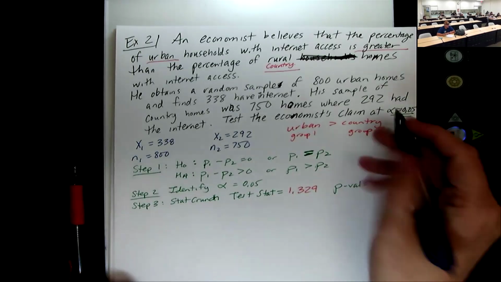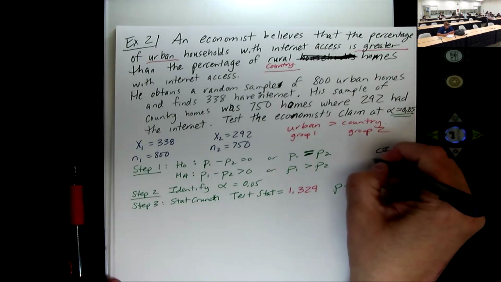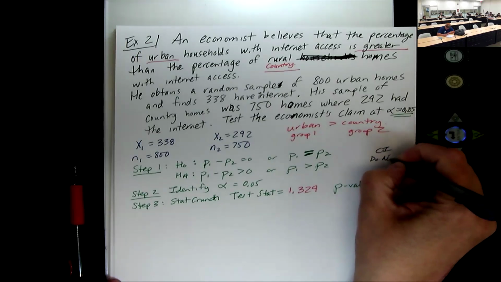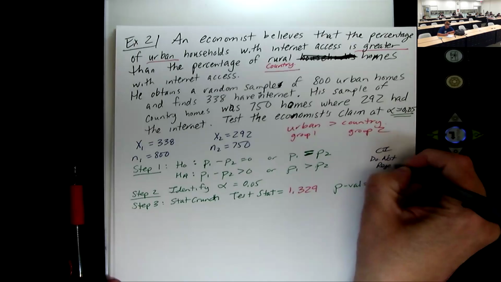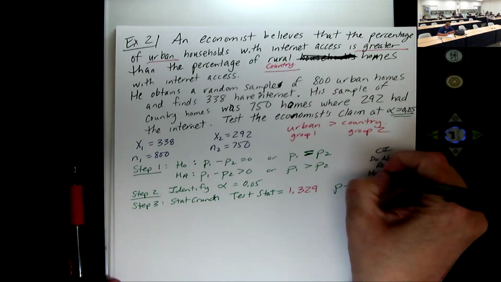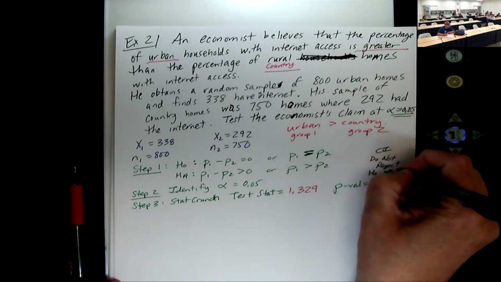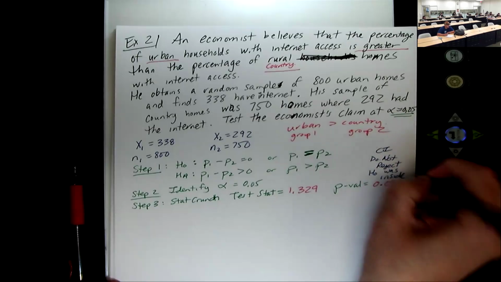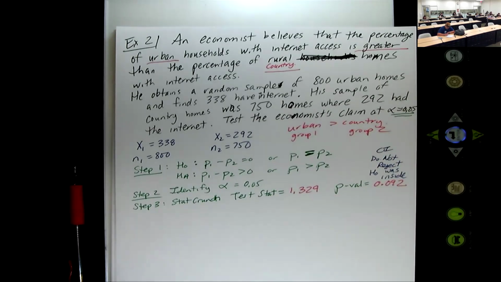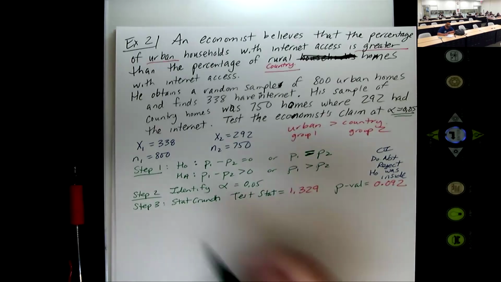So our CI, our confidence interval, said do not reject, because H naught was inside. Let's see if our hypothesis test format does the same thing.